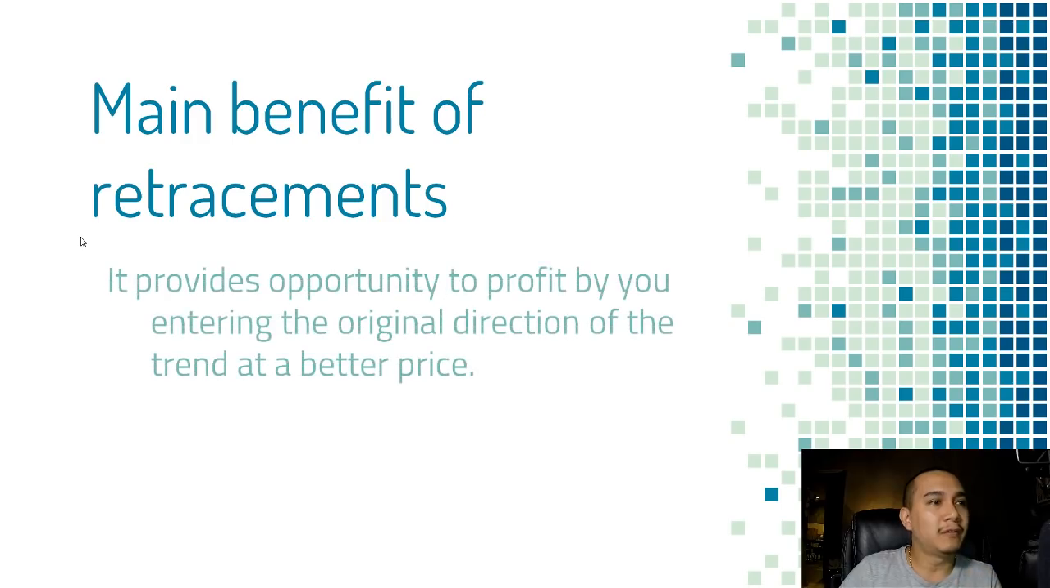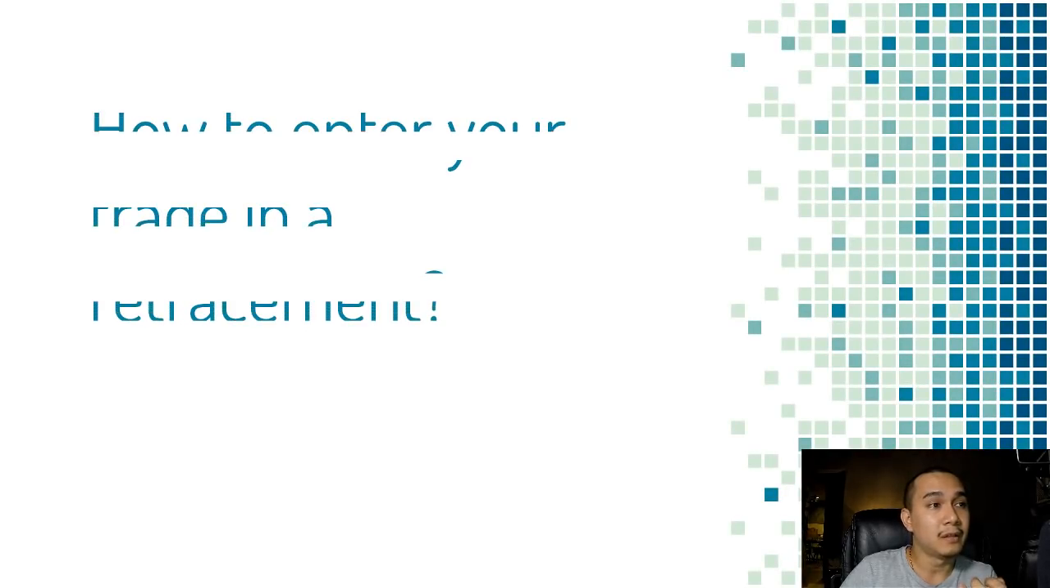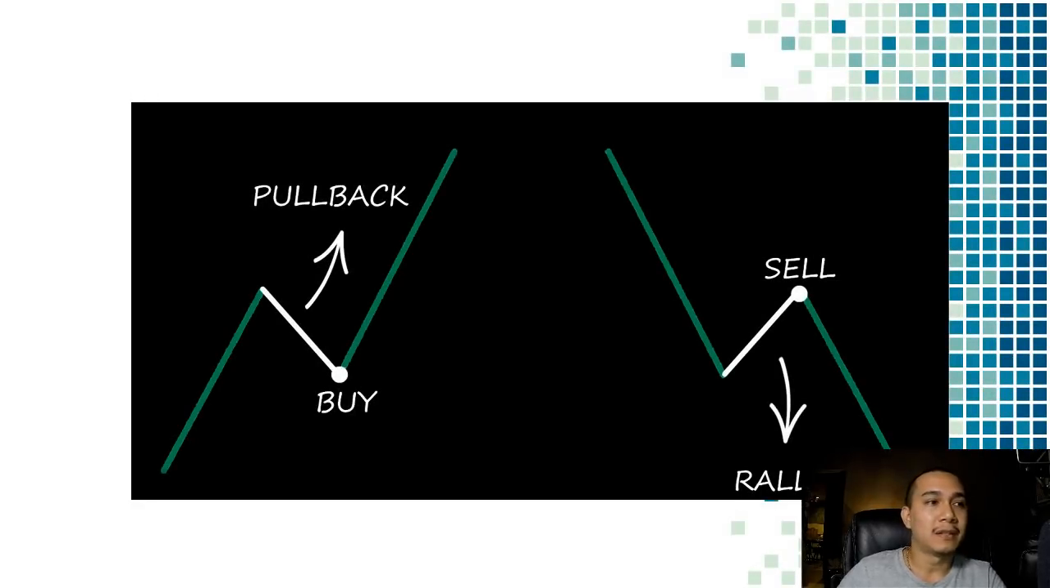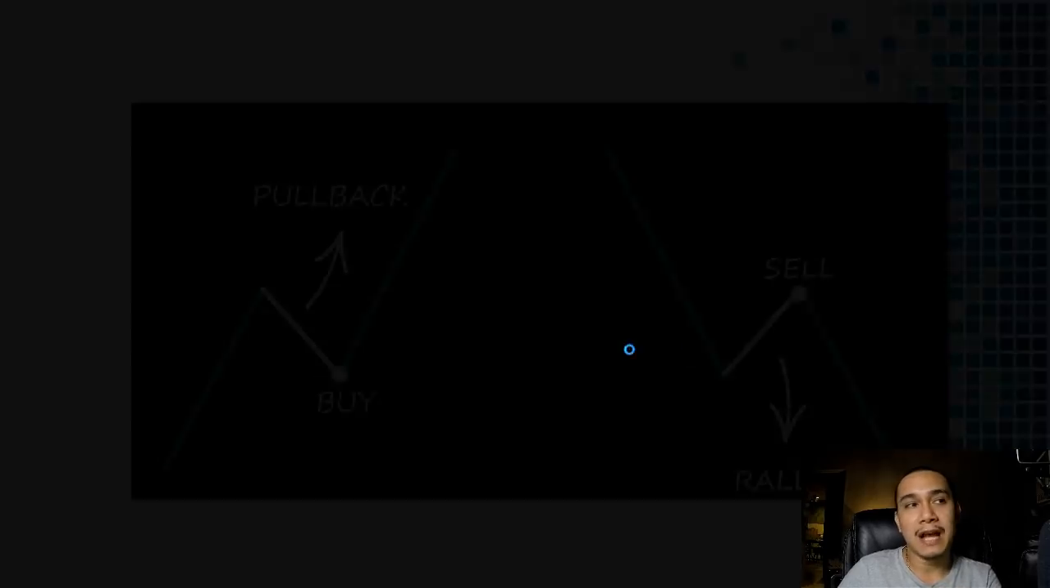So let's continue. The main benefit of a retracement is it provides your opportunity to profit by entering the original direction of the trend at a better price, right? How to enter your trade in a retracement. So this is important. How do you enter in a retracement? Of course, again, this is the entry point. After it does a pullback, you enter at that bounce right there. And also on the short selling side, if it rallies and starts falling again, that's your short sell entry point before it goes down.